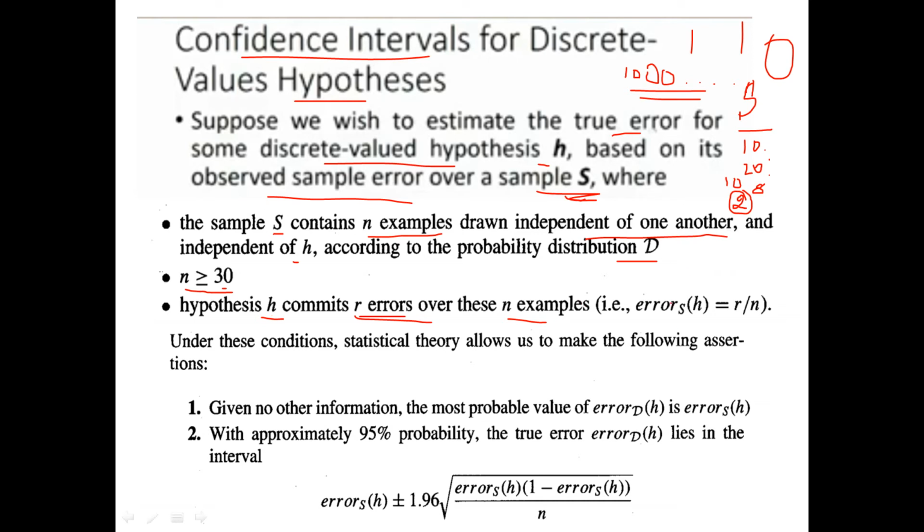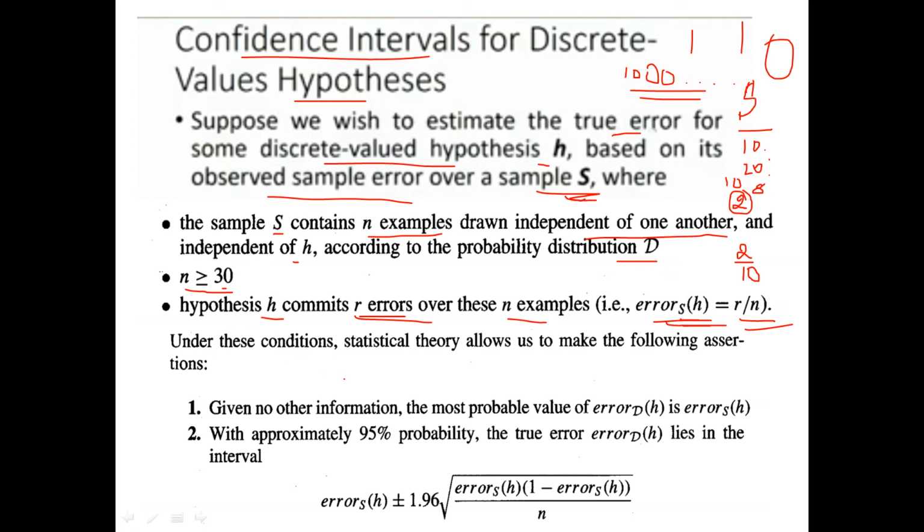Then how do we calculate the sample error? The sample error of H is equal to r divided by n. How many errors did you get? Here, out of 10, 8 are classified correctly and 2 are misclassified. So how much misclassification has happened? 2, divided by how many examples you are taking? 10. So 2 divided by 10 is your sample error. This is how you calculate sample error.